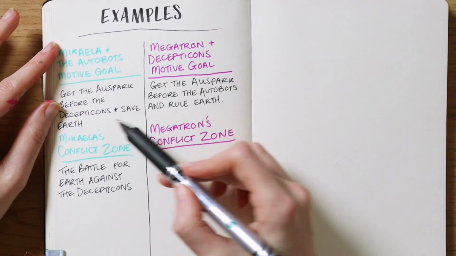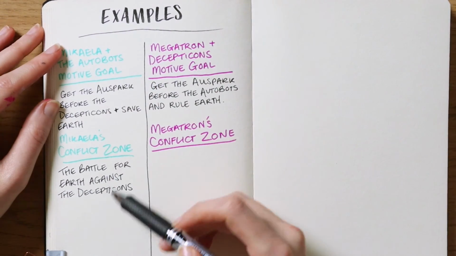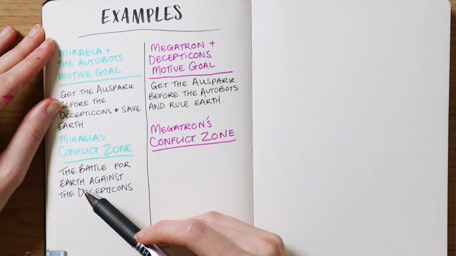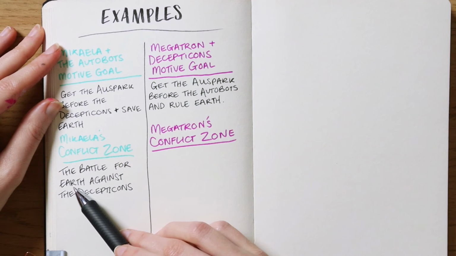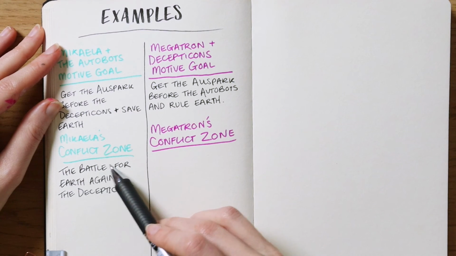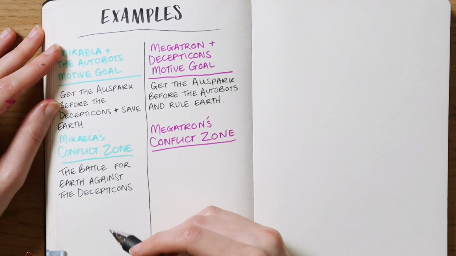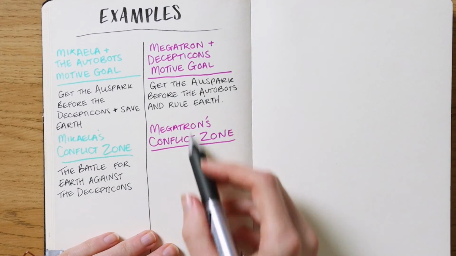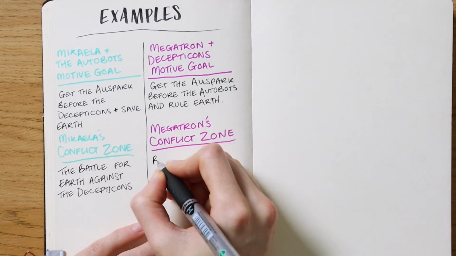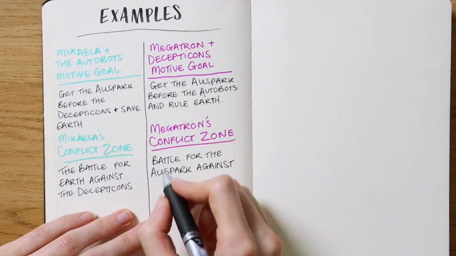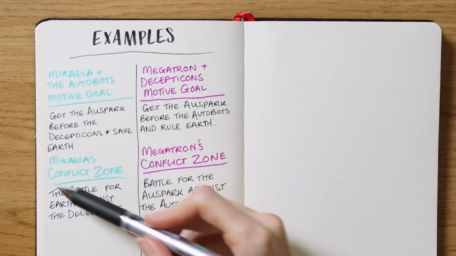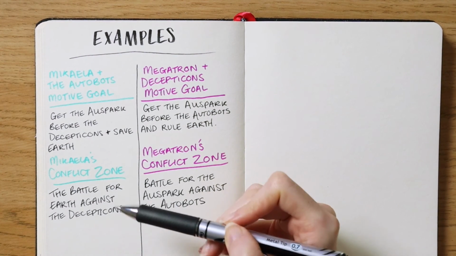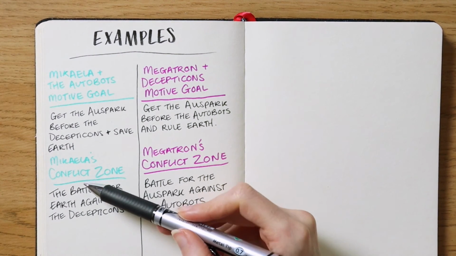So how do we describe this conflict as a whole? And I think a battle or a war is a pretty good way to describe this conflict. And we can say that it's for Earth against the Decepticons, or we could say the battle for the Allspark or something like that. Which would make Megatron's conflict zone essentially the same. So for this assignment, we're only looking for the protagonist's conflict zone, because that's what we need to move forward with our plot embryo.